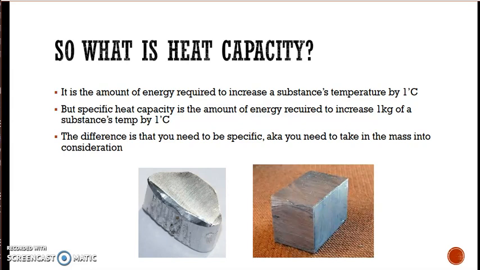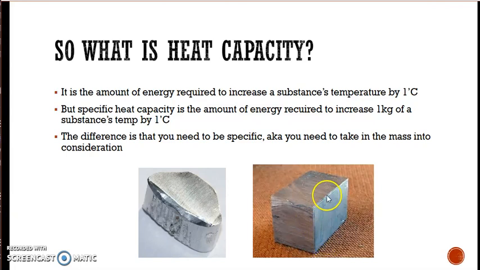So if you add specific in front of heat capacity, then it just means you need to take the mass into consideration. Yeah, that's the difference. So for example, over here is a blob of aluminium. We don't really care how much it weighs, but how much energy do we need to raise it by 1 degree? We just need the energy, the heat capacity.